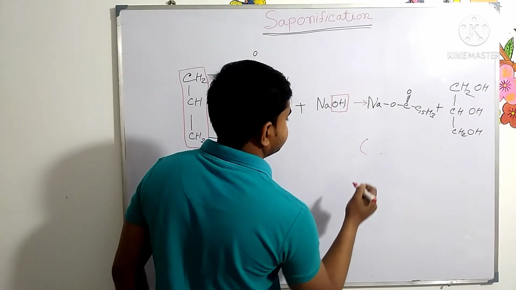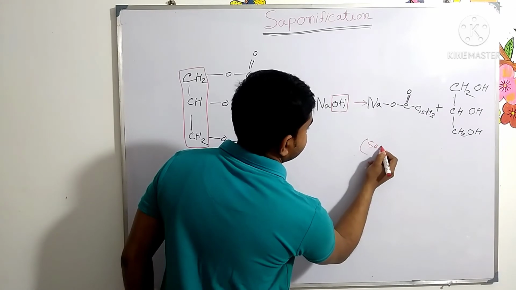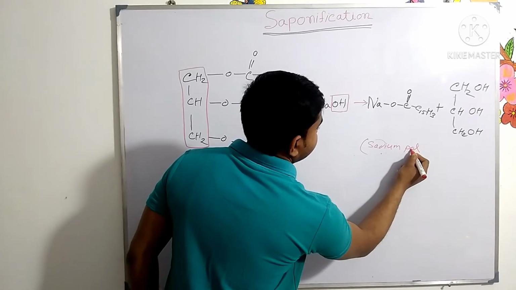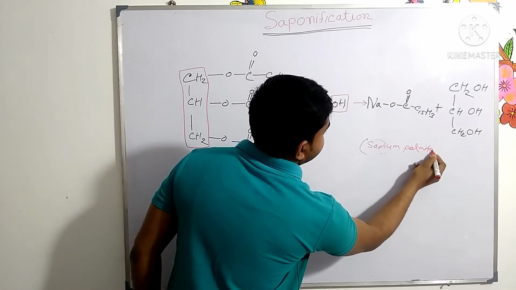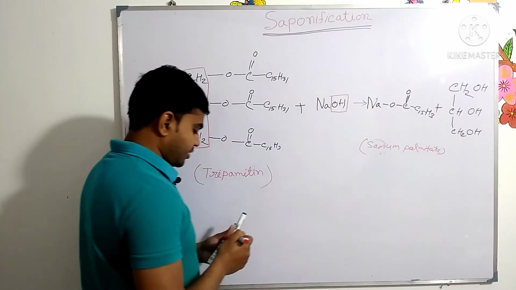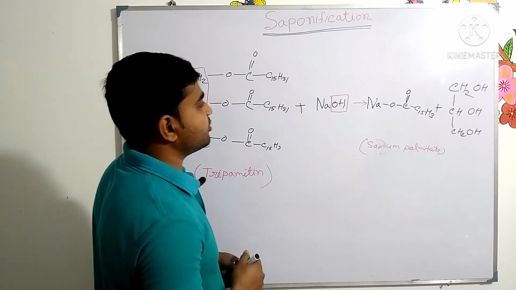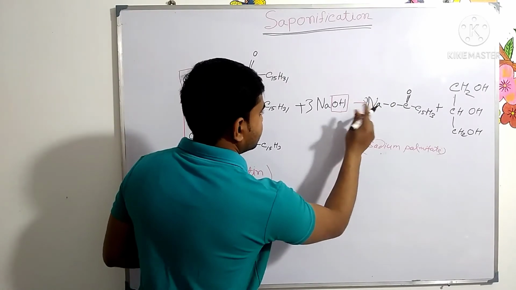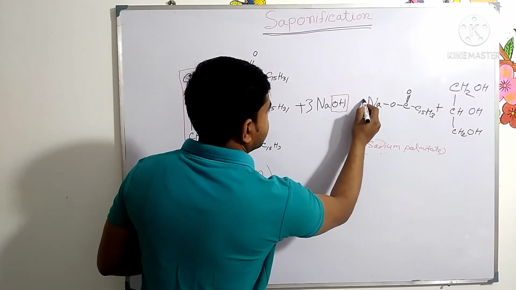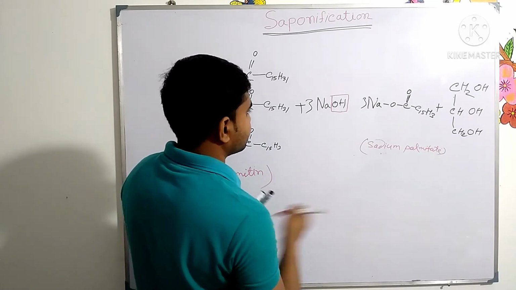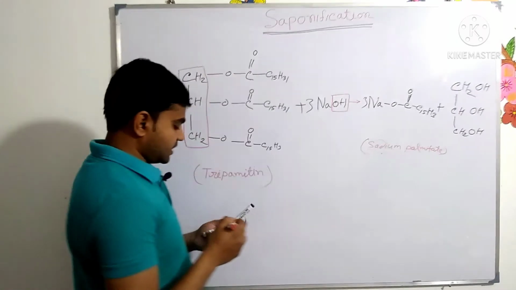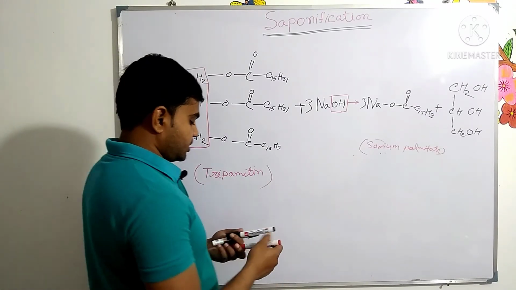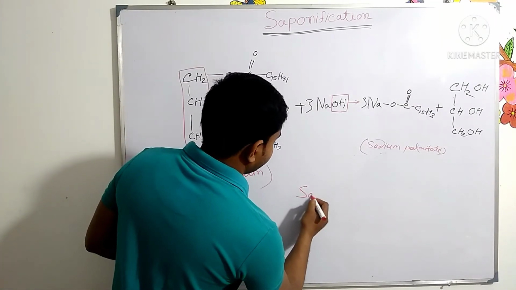It's called sodium palmitate. Then the reaction is balanced. Here I have to balance it, 3 and here 3. Then the reaction is balanced. So this is the saponification process.